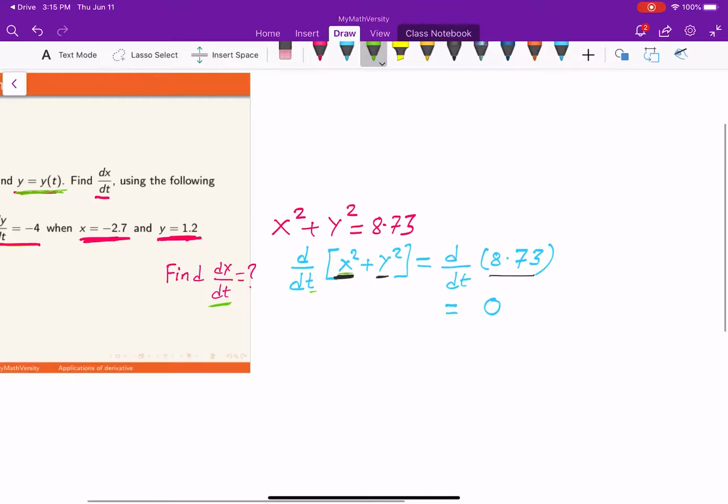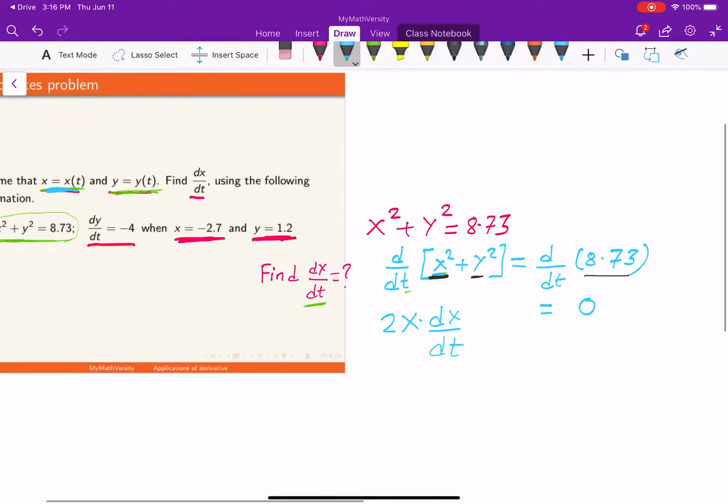Since x is a function of t, to differentiate that with respect to t, we assume this is some function raised to some power. In that case, we use the generalized power rule, which is: bring the power down, write down the function as it is, so x is as it is, and subtract the power by 1. So 2 minus 1 will be 1. Don't forget to multiply by the derivative of that function, which is x in this case, with respect to t. That's how we find the derivative of x squared with respect to t, since x was a function of t. That's why we needed to do that.